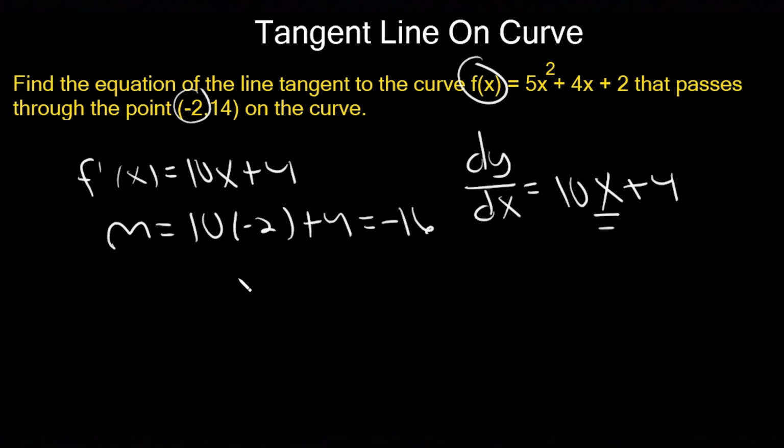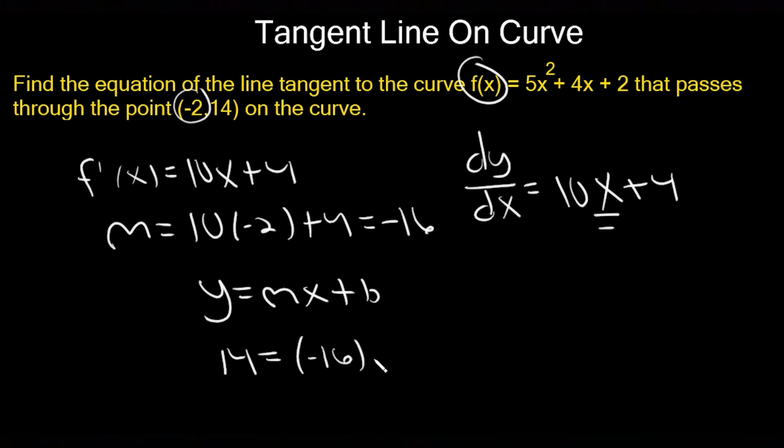Okay, so now putting it all together, we have slope-intercept form. I get y is equal to mx plus b. So plugging it in, my y value here is going to be 14. So 14 is equal to the slope that we just got, negative 16, so negative 16. The x value is going to be negative 2, so negative 2. And then plus b. Okay? So again, we're going to solve for b, and then we can put it all together.